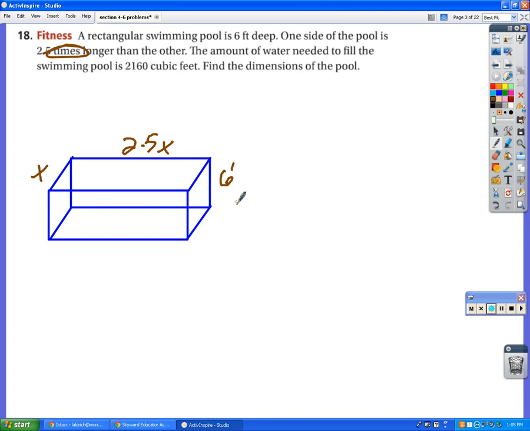Okay? So how do you figure out the volume of a rectangular solid? Multiply all three dimensions, right? So the volume of this is going to be x times 2.5x times 6.